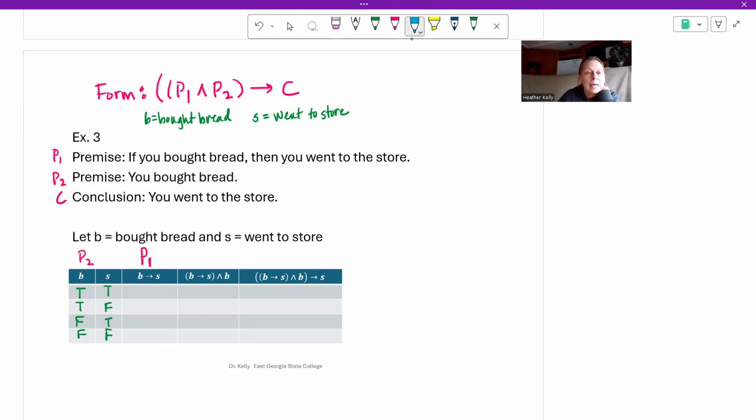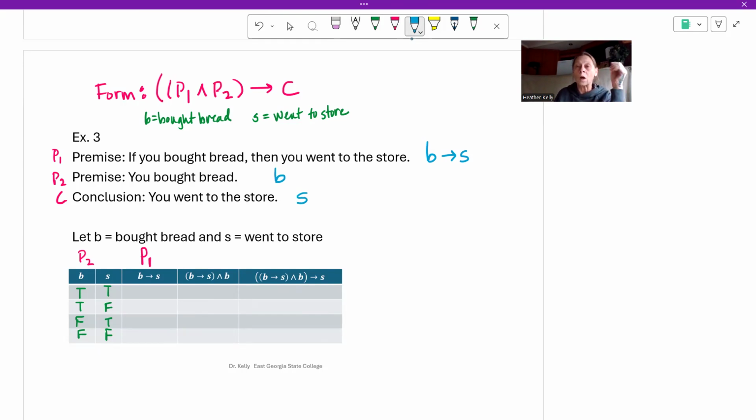So premise 1, if you bought bread, then you went to the store. The second premise says you bought bread. If you bought bread, well, you bought bread. The conclusion is you went to the store. Okay, you went to the store.